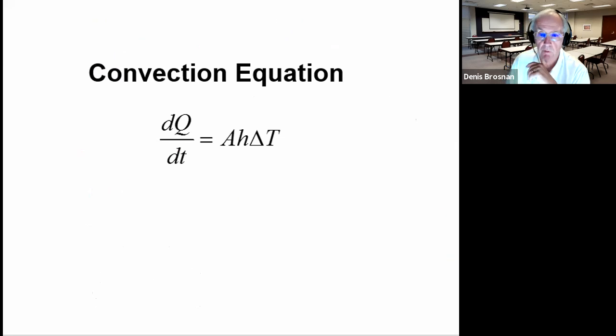So here's the differential equation for convection. The change in heat per unit time is equal to the area times the new constant. That's the convection coefficient, H, the letter H, typically used in the English language, times the temperature difference. So the heat flow per unit time is equal to the area times the H times the temperature difference. Of course, we're very fond of putting this A back over here, so we have BTUs per square foot per hour equal to the H times the temperature difference in degrees Fahrenheit.